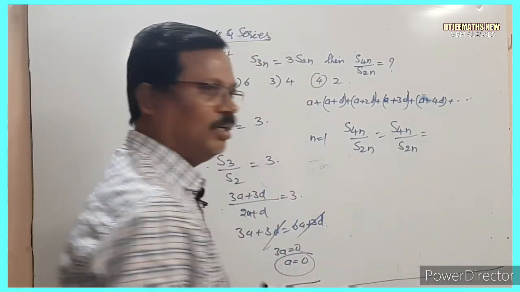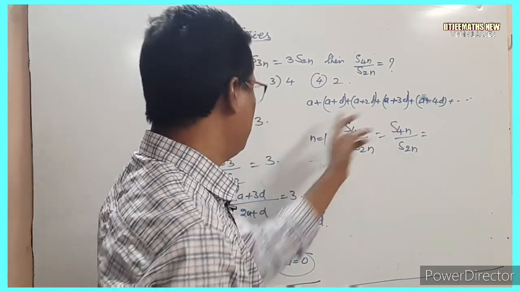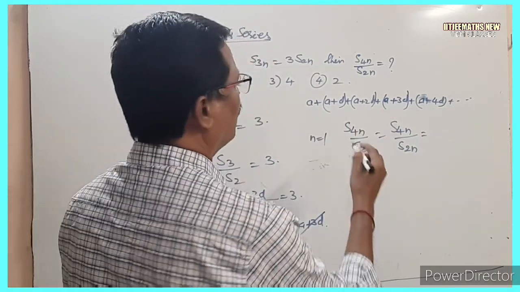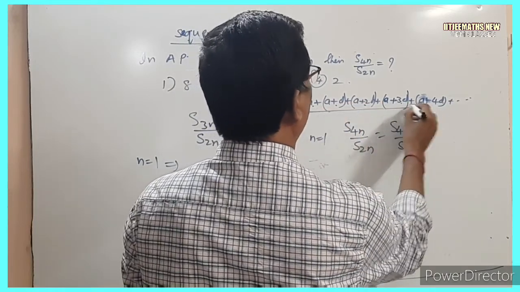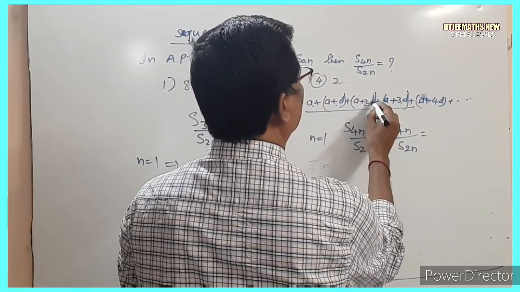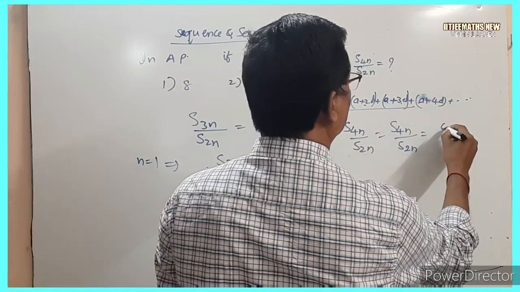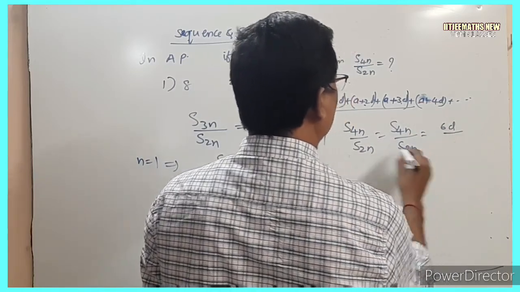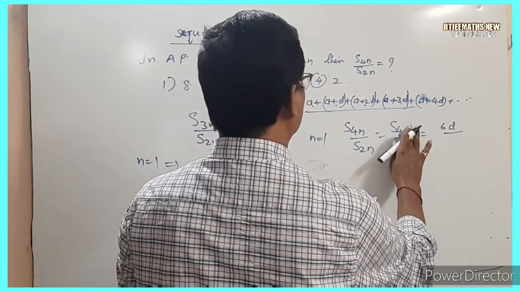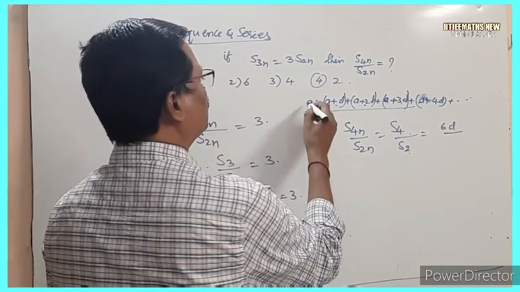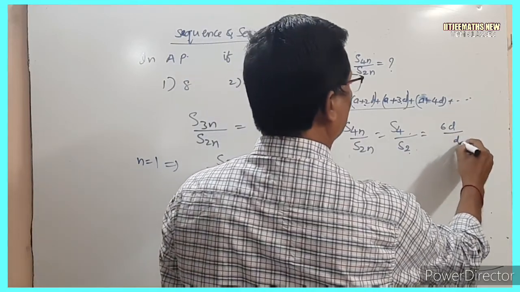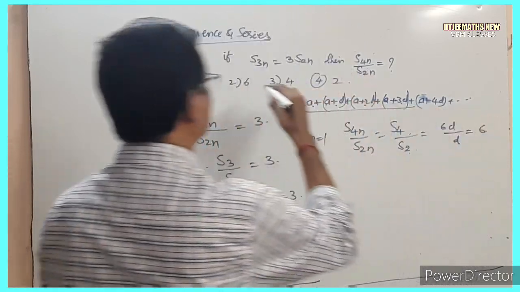Now sum of the 4 terms, a is already 0. Therefore this is sum of the 1, 2, 3, 4 terms: d plus 2d plus 3d, that is 6d, by sum of the 2 terms. Put n is equal to 1. Now sum of the 2 terms, a already 0, that is d. Therefore how much we got? We got the 6. Therefore this is the answer.